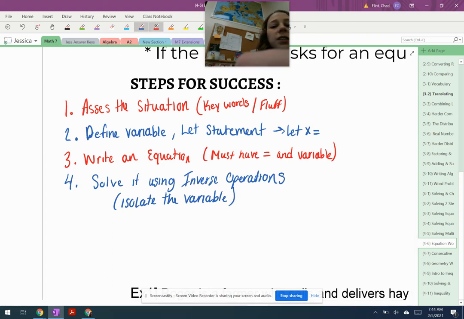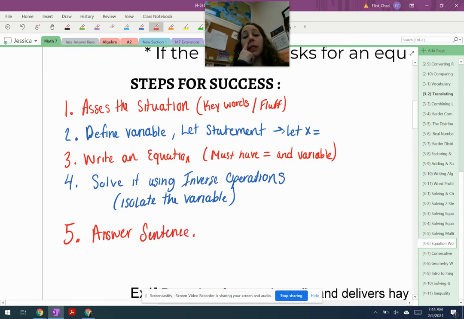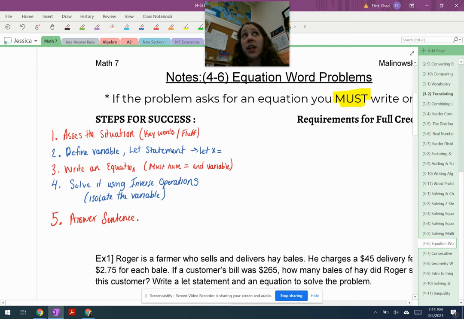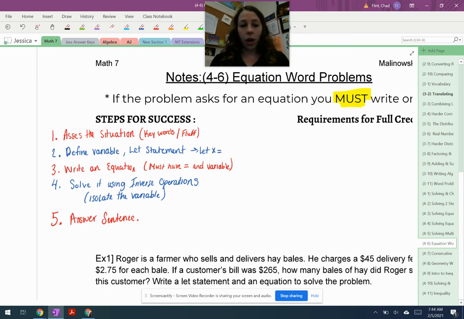And then the fifth step, because we're dealing with word problems here in real life situations, you need to write an answer sentence and put the answer into context. So your answer is not just going to say x equals 6. It's going to say x equals $6, or 6 weeks, whatever the problem is actually talking about. So those are your steps for success.